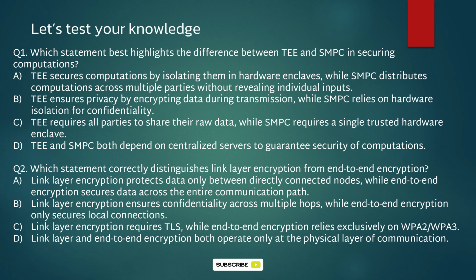Second question, which statement correctly distinguishes link layer encryption from end-to-end encryption? A. Link layer encryption protects data only between directly connected nodes, while end-to-end encryption secures data across the entire communication path. B. Link layer encryption ensures confidentiality across multiple hops, while end-to-end encryption only secures local connections. C. Link layer encryption requires TLS, while end-to-end encryption relies exclusively on WPA2 and WPA3. D. Link layer and end-to-end encryption both operate only at the physical layer of communication.